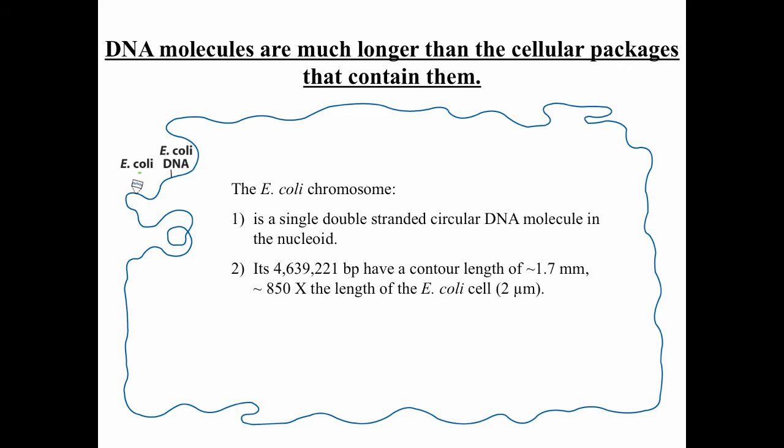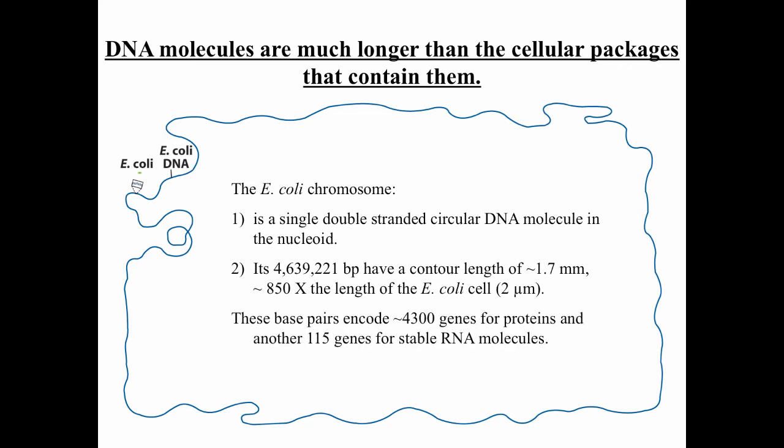So it's a lot of DNA fitting into a very small E. coli cell. And then the base pairs of the genome of E. coli encode about 4,300 genes which are protein coding, and then about 115 genes that code for these stable RNA molecules.